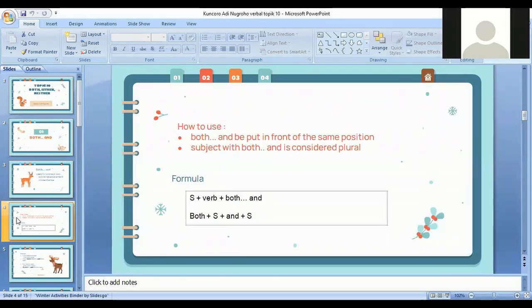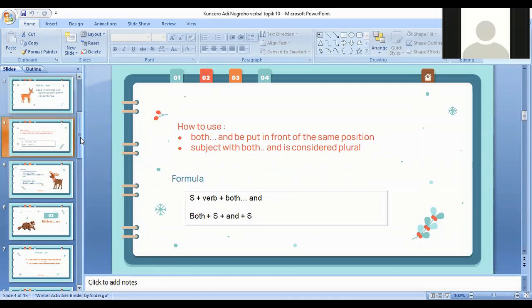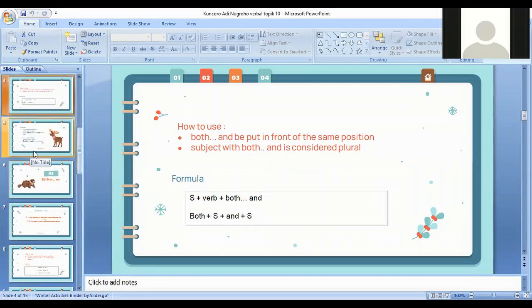How to use: 1. Put both and and in front of the same part of speech. 2. A subject with both and is considered plural. Formula: subject plus verb plus both plus subject plus and plus subject.